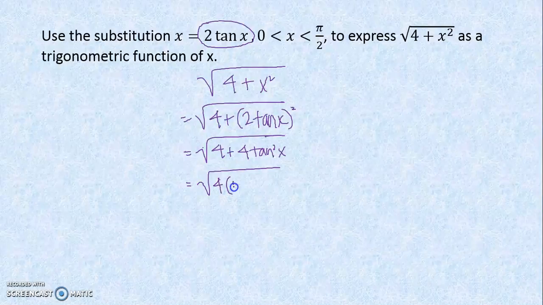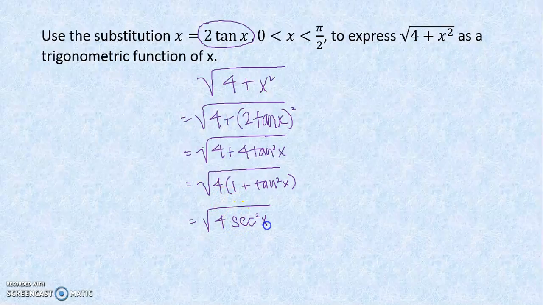So I could factor 4 out, and now I have 1 plus tangent squared x, which is very helpful, since if I look at my trig identities, specifically my Pythagorean identities, 1 plus tangent squared is actually secant squared. Now when I do the square root of 4, I get 2. The square root of secant squared is secant x.